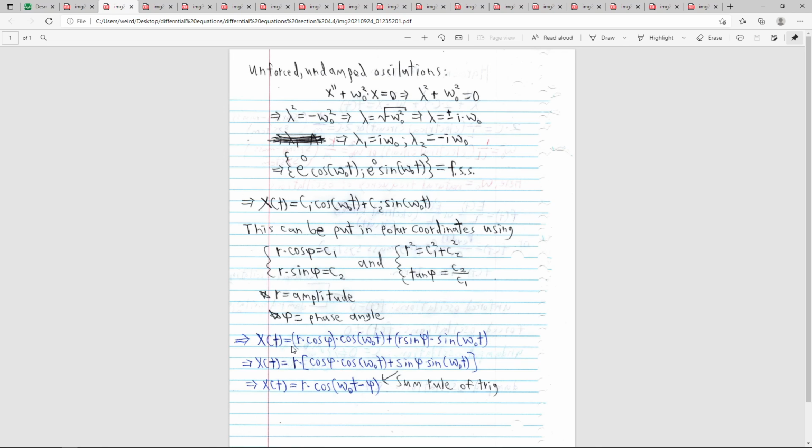And we can convert. We have x of t equals, so c1 is r cosine psi, I'm just going to call it psi, I'm pretty sure it's like that, and c2 equals r sine psi. So we use those two, and we distribute out the r. So it's cosine psi times cosine omega naught t plus sine psi sine omega naught t. And a trig formula gives us that the summation here will be this difference. It'll be r times cosine of omega naught t minus psi.